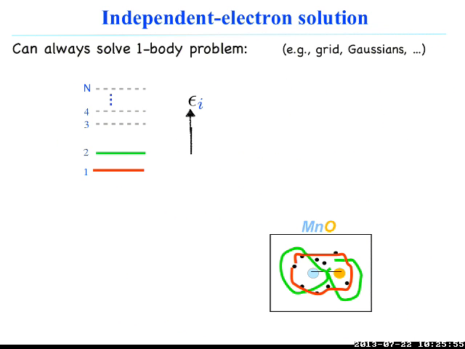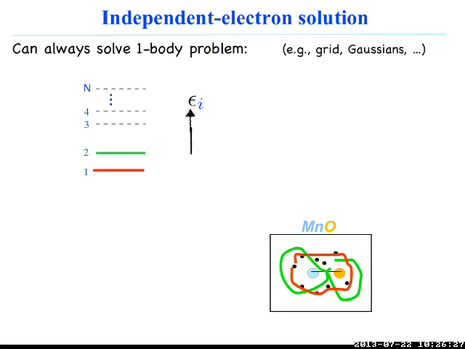So coming back to density functional theory, the independent electron solution. I'm just reminding everybody of the notation again. We can always solve a one-body problem, in whatever basis you choose. You find some single particle energy levels, and here's this manganese oxide again. I'm trying to draw two orbitals. These are just single particle wave functions written in that basis. That's the ground state and that's the first excited state.